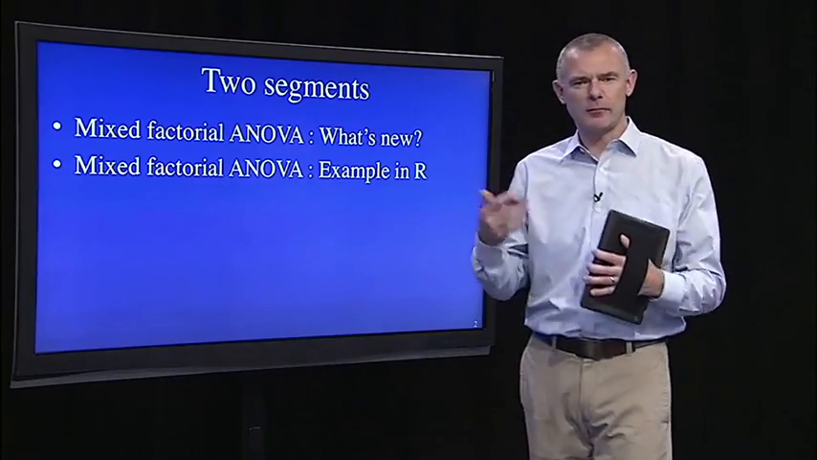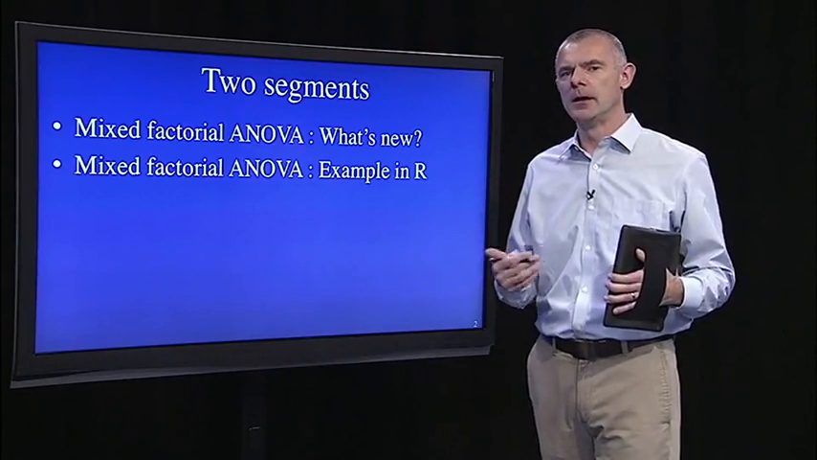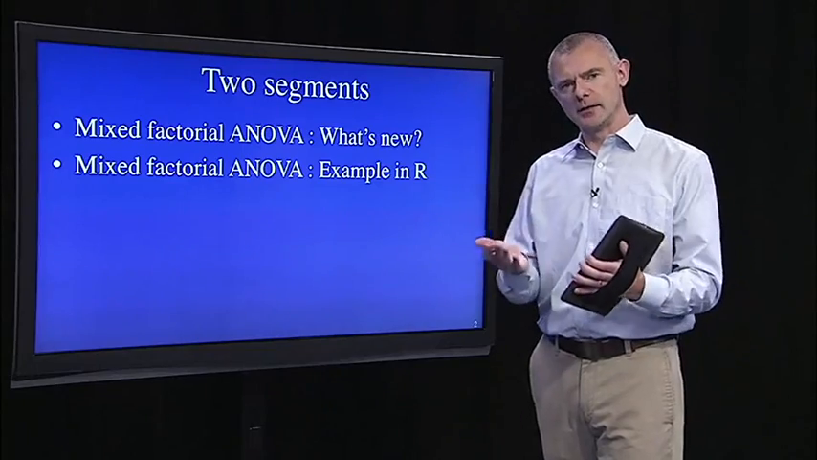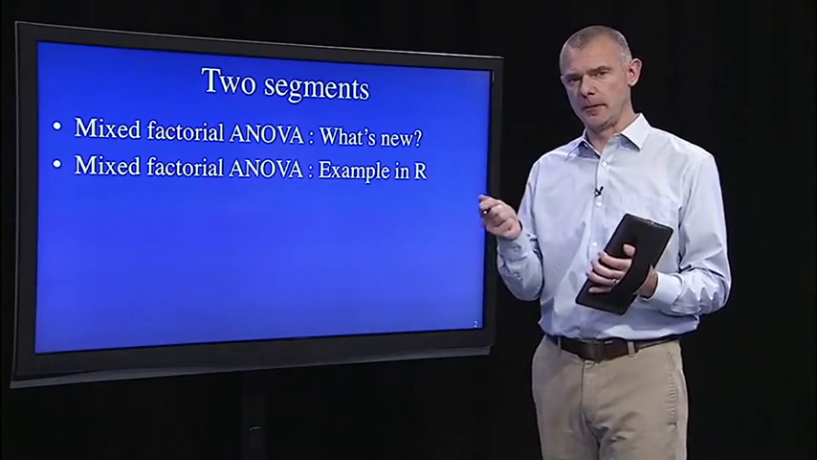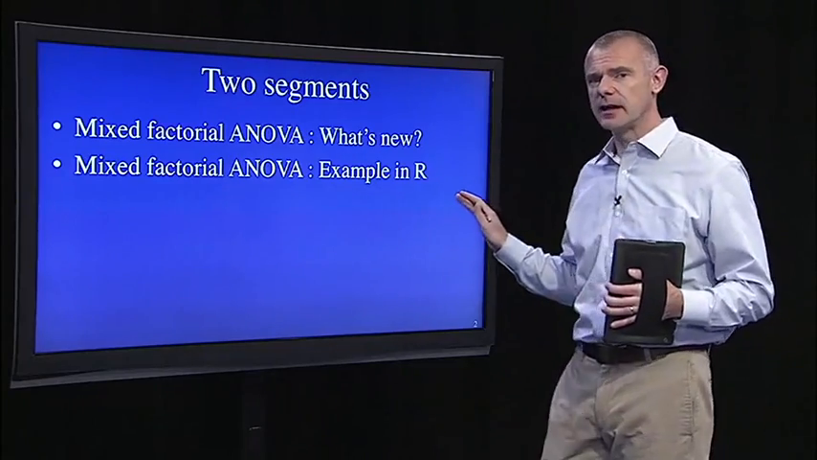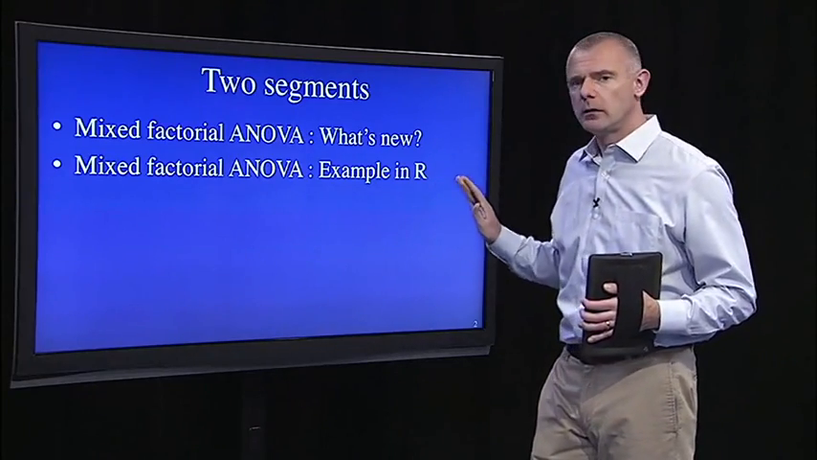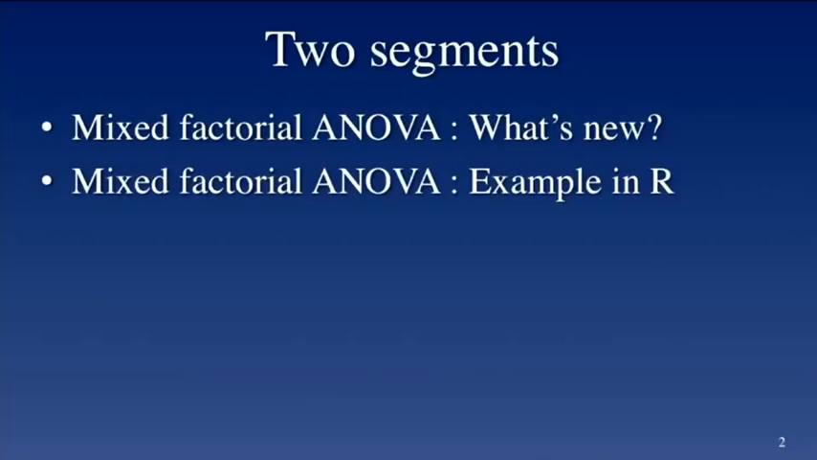You might be thinking, well, we've done several ANOVA designs. We've done factorial ANOVA, but there are several new concepts and things to consider when you have a mixed design. So we'll talk about those in the first segment. In the second segment, we will do an example and we'll walk through it in R so that you can see how repeated measures works and how mixed factorial works in R.